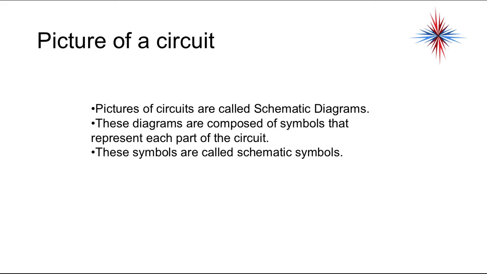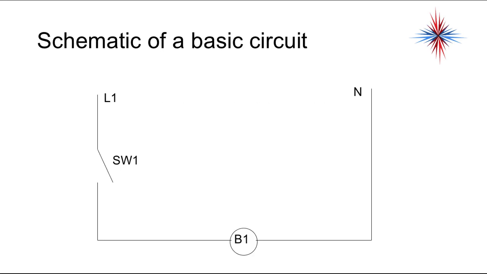So pictures of circuits are called schematic diagrams. These diagrams are composed of symbols that represent each part of the circuit. These symbols are called schematic symbols. So this is an example of a basic circuit. For those of you who are in a shop-based program, this is what you're going to build on day one of your shop. L1 and N is my source.